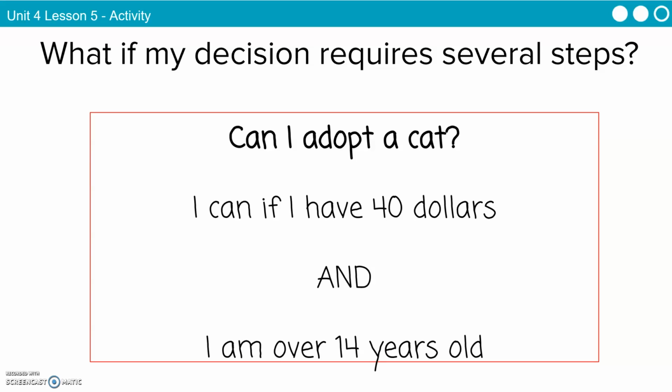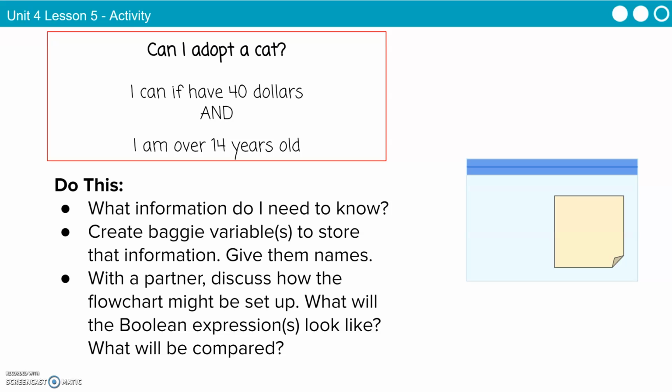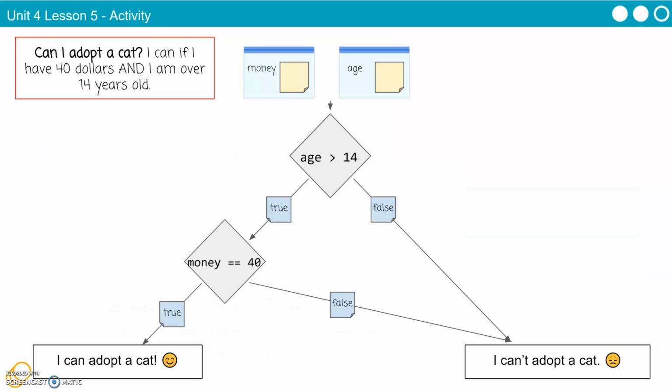So let's see another one. Can I adopt a cat? I can if I have $40 and I'm 14 years old. So in this case, what information do you know or need to know? And create a decision tree. Let's take a look. Here it is. You need to know how much money you have and how old you are. And then you have 2 conditionals in this case. You need to know if your age is greater than 14 and decide if that's true or false. And you have to have $40. Although I would argue if you had more than $40, you'd also be good.